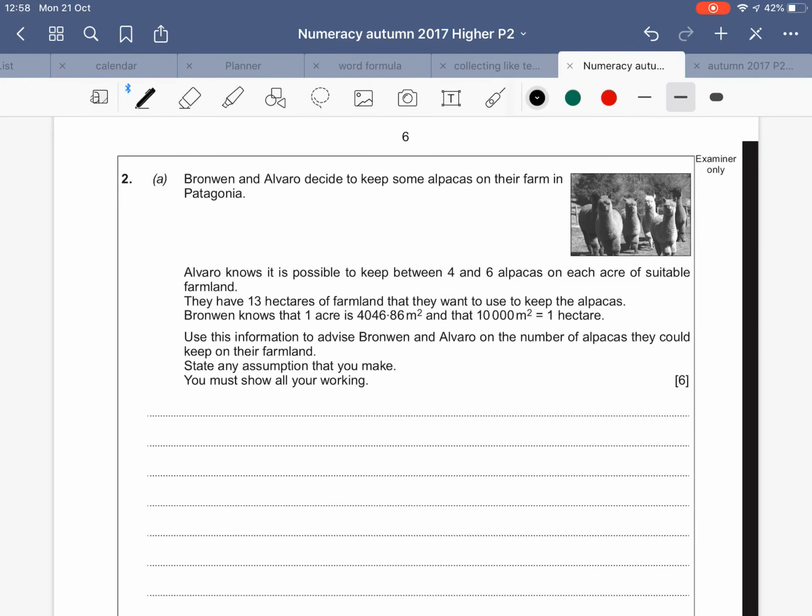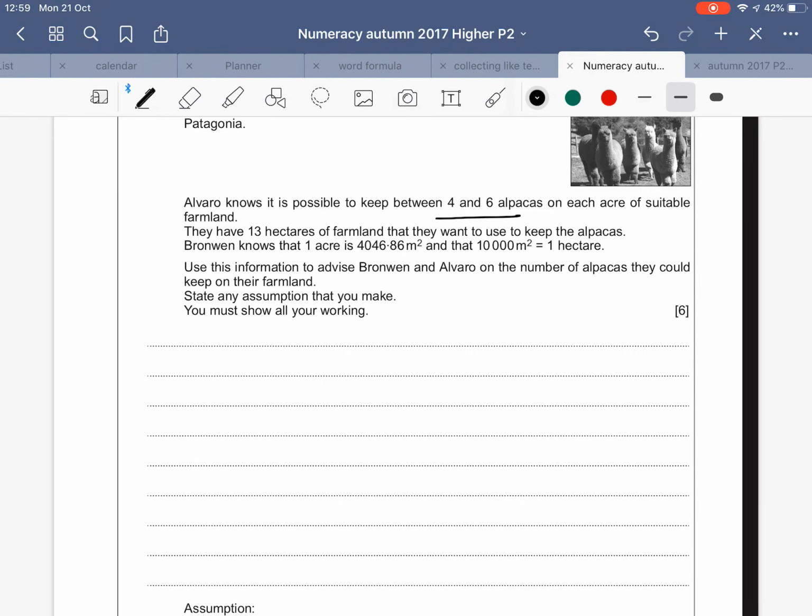Question 2. Bronwyn and Alvaro, weird name, decide to keep some alpacas on their farm in Patagonia. Lovely. It's possible to keep between 4 and 6 alpacas on each acre. They've got 13 hectares. 1 acre is that many meters squared, and 10,000 meters squared is 1 hectare. So we basically want to see how many alpacas they could keep on their farm, and we're assuming, because they've obviously got between 4 and 6, you can use any number between 4 and 6.